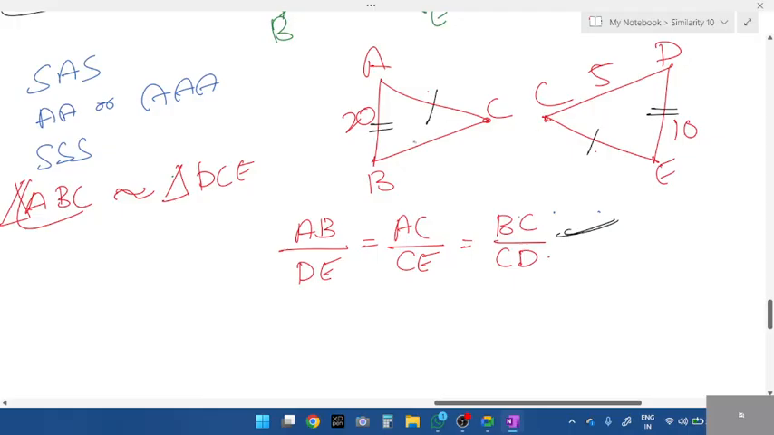Fine. BC is equal to CD. I'll draw three lines here. Now AB is 20. The opposite side DE is 10. AC value is given, students. AC and EC value is given.